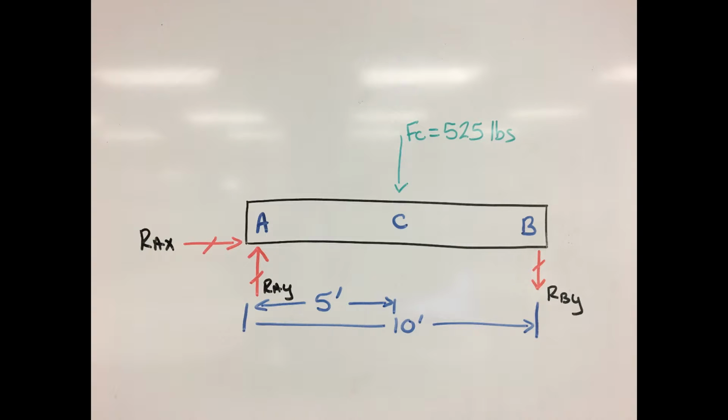So at this point, let's put a force on our simply supported beam. The force is 525 pounds and it's at point C. So FC equals 525. Notice points A and B. A is the pin connection point and B is a roller connection point. And I've labeled the reactionary forces RAX, or reactionary force at point A in the X direction, and RAY, reactionary force at point A in the Y direction. And if I go over to point B, I put reactionary force at point B in the Y direction.